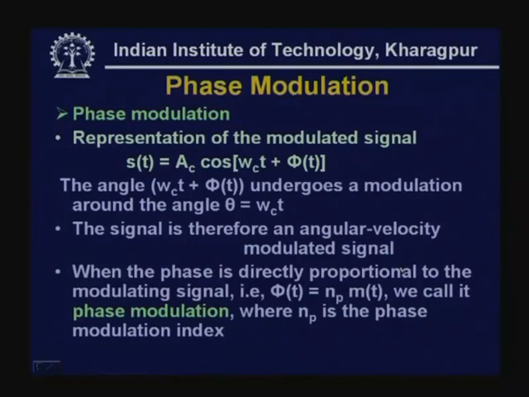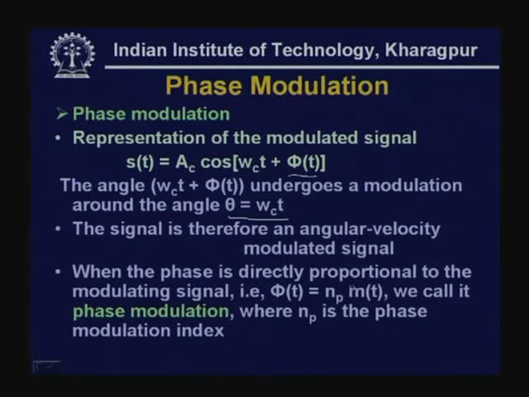Let us now look at the phase modulation. In case of phase modulation, we have seen that the modulated signal can be represented by s(t) is equal to A_c cos(ω_c t + φ(t)), where this phase φ(t) is proportional to the modulating signal. The angle ω_c t + φ(t) undergoes a modulation around the angle φ equal to ω_c t. That means, around this phase there is a change in the phase which is proportional to the modulating signal. So, the signal is therefore an angular velocity modulated signal.